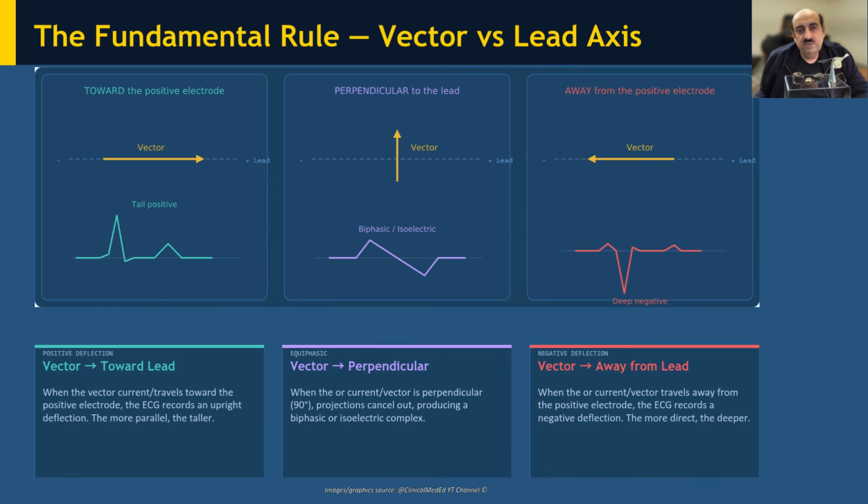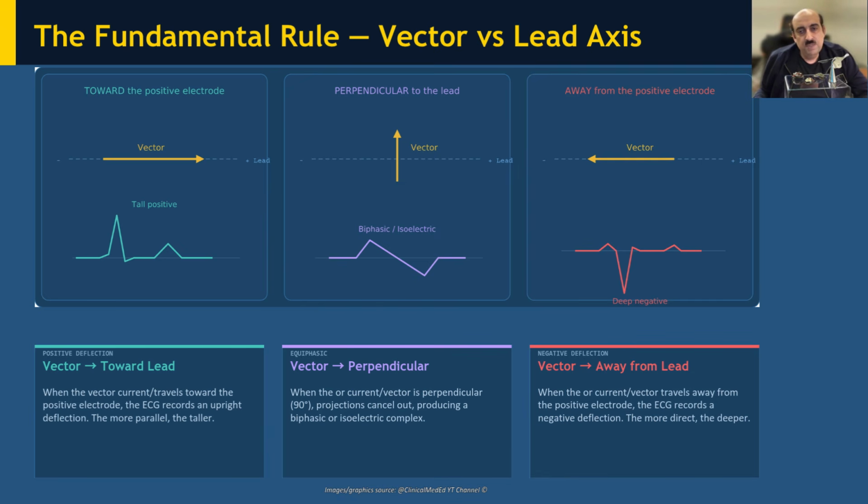If the current is flowing away from the lead, then it produces a predominantly negative deflection, which is seen predominantly in lead AVR, because it's exactly opposite the cardiac vector, towards the right shoulder, so all the complexes appear negative. On the other hand, if the net direction of the current is perpendicular to the lead, then it produces either an isoelectric or equipolar deflection, equidistant from the isoelectric line, so an equal biphasic positive and negative deflection.